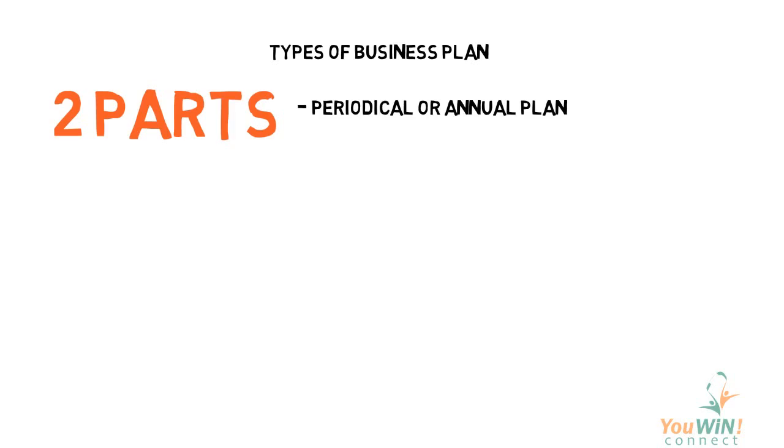Then the tasks and budget for every department are set up for every month or for every quarter, depending on how the company decides to evaluate its own success or otherwise. The second type of business plan is a non-periodical business plan. The non-periodical business plan can be looked at in 2 ways.